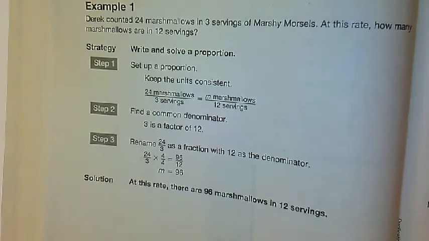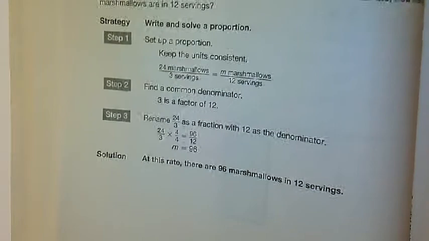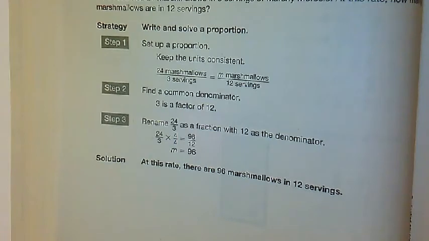Okay, so now we're talking about rates. Okay, so our rates have units. Remember, that's the difference between a rate and a ratio: rates have units. A ratio is just a comparison of two numbers, two quantities. Okay? So what we're going to do first is we put what we already know. So we already know that 24 marshmallows in 3 servings. We want to know how many marshmallows would be in 12 servings. So what we're going to do is we're going to set up a proportion.